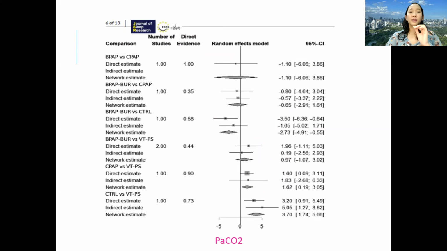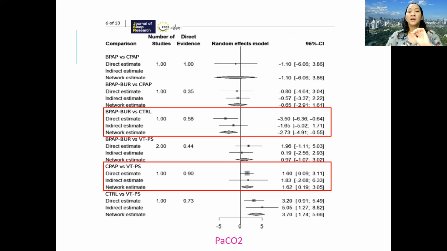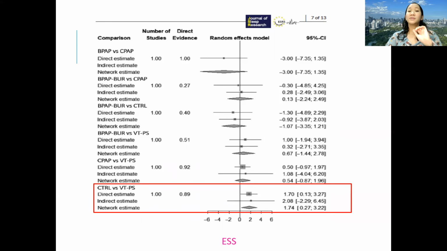So this is the recent network meta-analysis comparing different modes. They found that for PCO2 level, BiPAP with backup rate compared to control tends to be better. CPAP compared to volume targeted pressure support, the volume targeted pressure support seems to be better. And compared to control, the volume targeted pressure support seems to be better. For the ESS score, to look for sleepiness, the volume targeted pressure support seems to be the only one that would achieve that benefit.